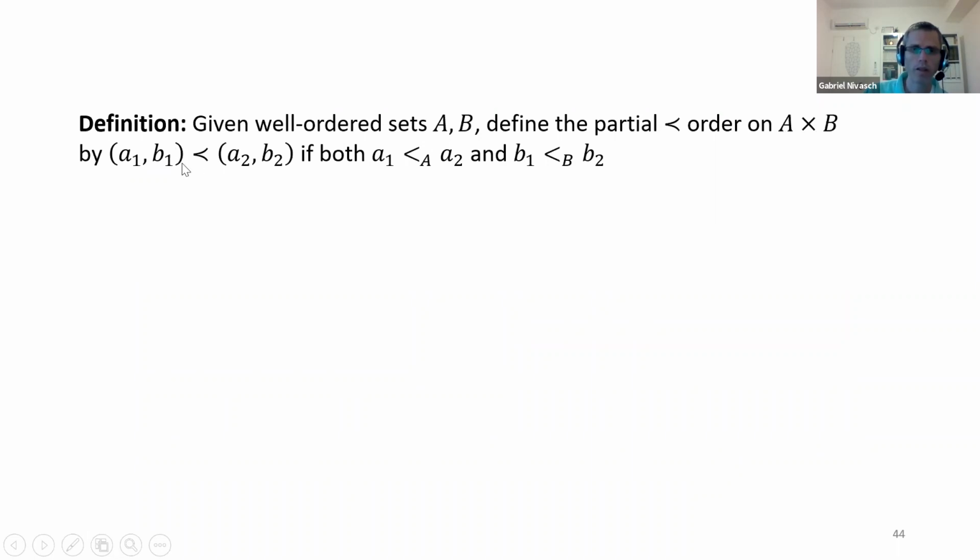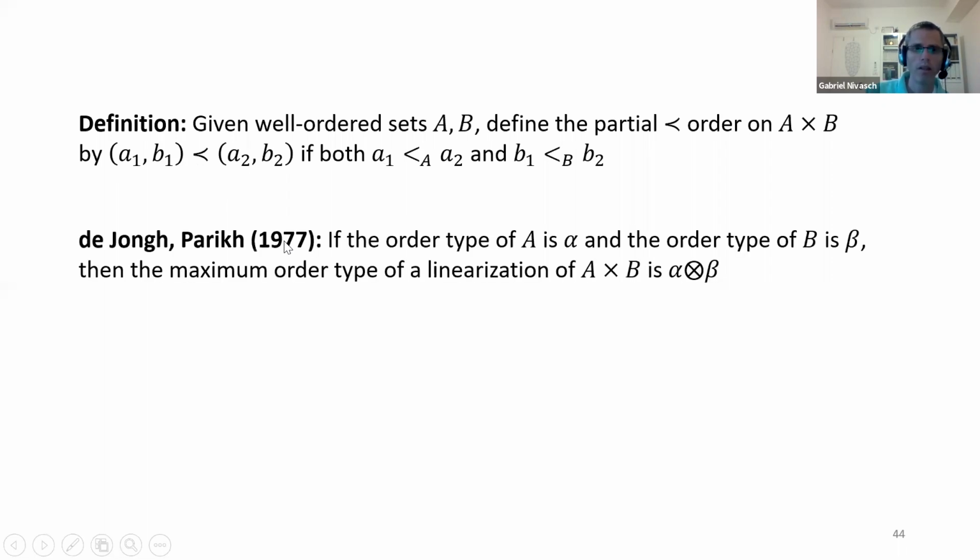So an element of the Cartesian product has a little a and a little b. If both the little a's are compared in one direction and the b's in the same direction, then the pair is also compared in that direction. Otherwise, they are not comparable. So I have this partial order on the Cartesian product. And if you ask what is the maximum order type of a linearization of the Cartesian product, the answer is the natural product. This is in the same paper.